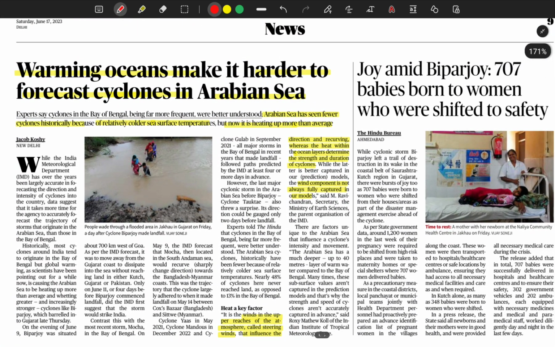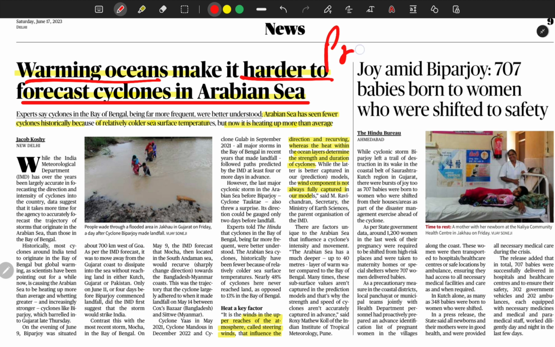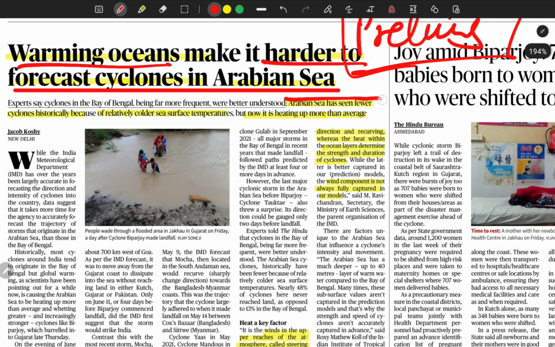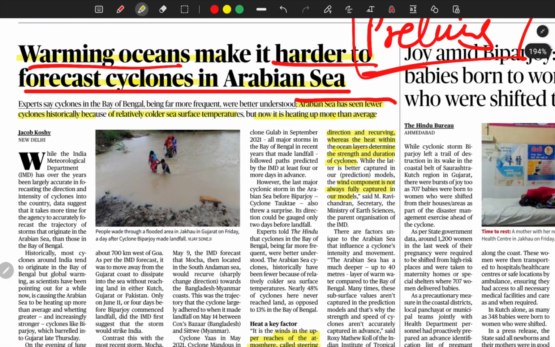Now, warming ocean makes it harder to forecast cyclones in the Arabian Sea. This statement can come in the prelims exam in the form of statements, true or false, only one true, only two true, that type of statements. One interesting thing: this question has come in UPSC, that the Arabian Sea has seen fewer cyclones historically because of relatively colder sea surface temperature.